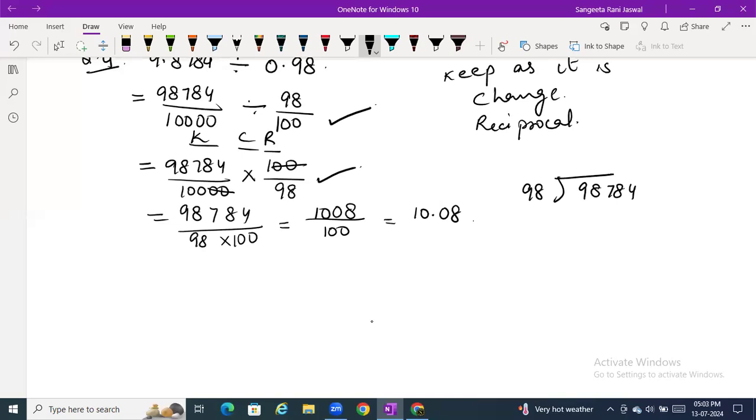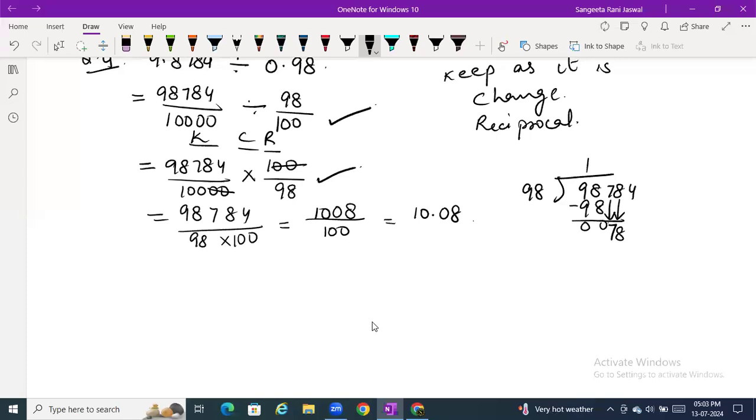See, look here. This is 98 and here also you have 98. So 98 ones are 98. I can write it like this. Now I will drop down 7. Can 7 be divided by 98? No, ma'am. No, because this 7 is a small number. Now I'll drop down 8. Can 78 be divided by 98? No, ma'am. No, because it's a small number.